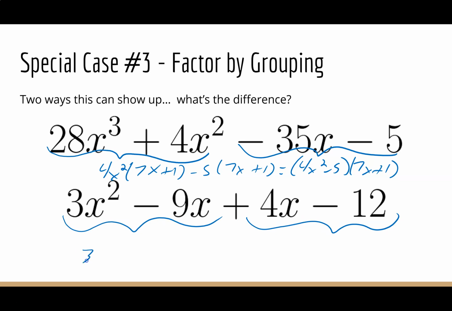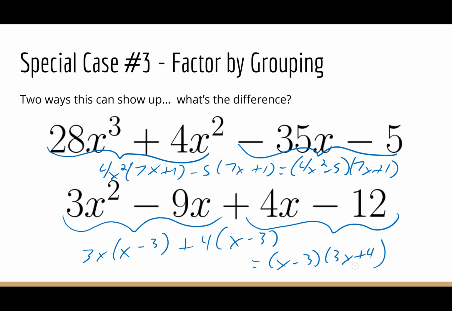Let's see, on the front, 3x, leaving me with x minus 3. On the back, the GCF is 4, x minus 3. And I've got x minus 3, 3x plus 4. So really, whenever you're given 4 terms, you're just doing that last step or two from the regular hardest factoring difficulty ones.